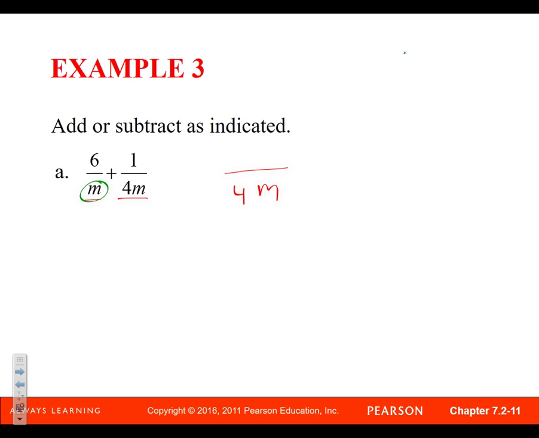And then I go back. Did this change from this to that? Sure did. What did I have to multiply by? 4. So do the same thing up top. 4 times 6 is a 24. Did this denominator change here? No. So will the numerator change? No. So that's a plus 1. That becomes 25 over 4m. And we're good to go.